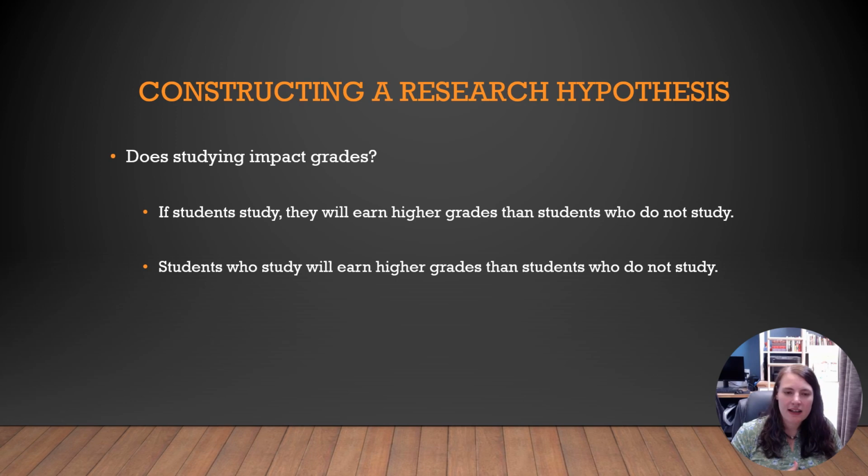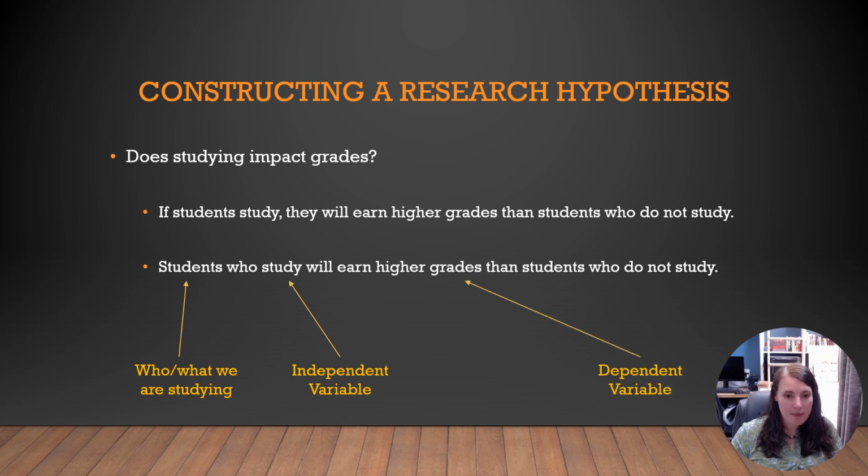If students study, then they will earn higher grades than students who do not study. You do not need to use the if-then format though. I usually use the second format for my hypotheses, which would look like this. Students who study will earn higher grades than students who do not study. Now again, there is no right or wrong, but you need to make sure that your hypothesis contains all 4 elements: who or what we are studying, the independent variable concept, the dependent variable concept, and the expected relationship between the 2 concepts.